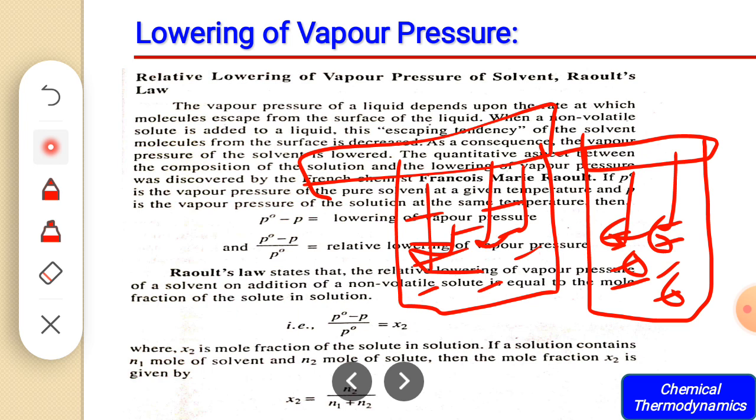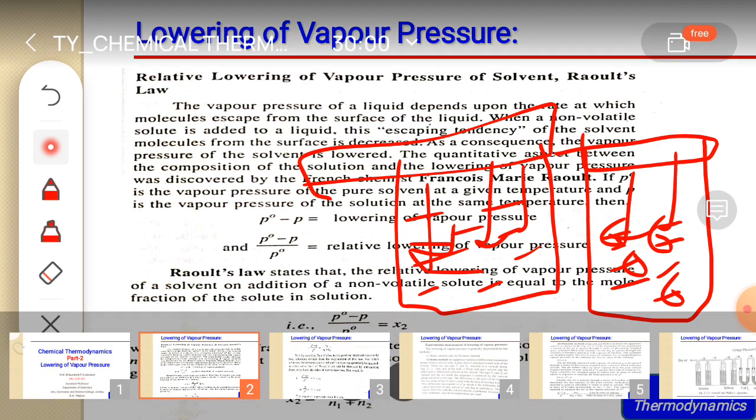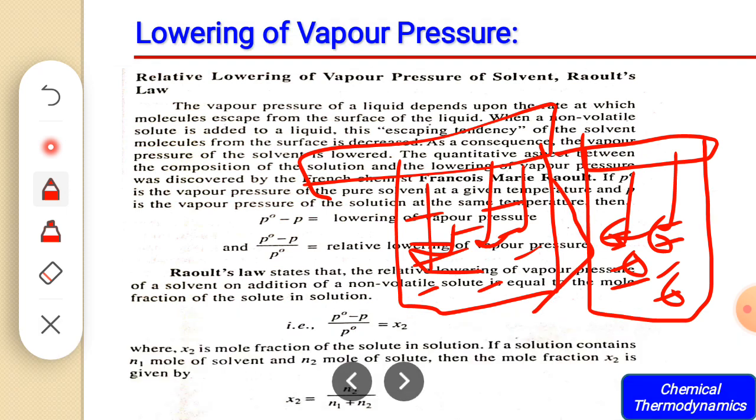That's why, if we compare the vapor pressures, the vapor pressure of the solvent is always greater than that of the solution. This means that on the preparation of a solution in the solvent, the vapor pressure decreases.